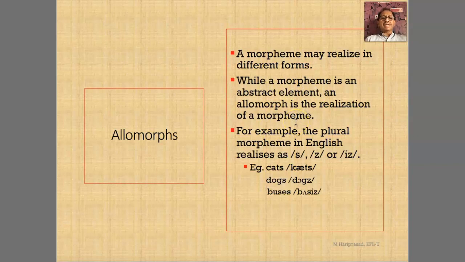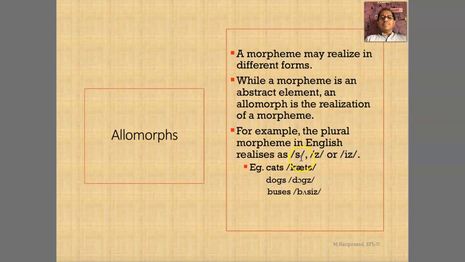Let's take an example and see what we mean by morpheme and allomorph. When we say the plural morpheme in English, what is it? Is it s? Is it z? Or is it iz? The plural morpheme of English may be the same, and it is realized in 3 different forms. These 3, s, z, and iz, are allomorphs, and the choice depends on the word.